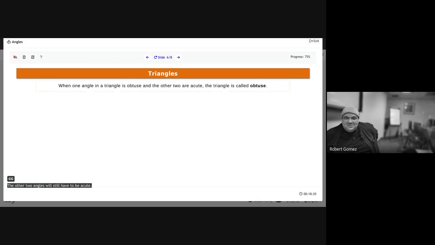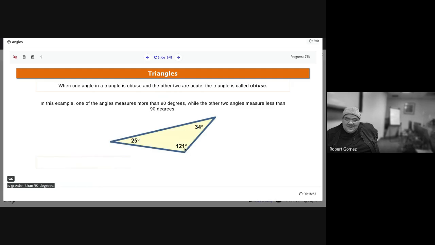Now, obtuse triangles are not as picky as acute. In acute triangles, all the angles have to be acute. But obtuse, not so picky, okay? Because in an obtuse triangle, all it takes is one angle. So when one angle in a triangle is obtuse and the other two are acute, then it's obtuse. For example, let's take a look at this. The angle down here, 121 degrees, measures more than 90 degrees, and the other two measure less than 90. So this is obtuse.